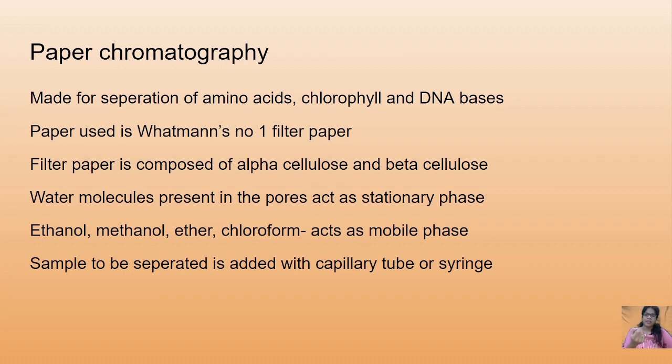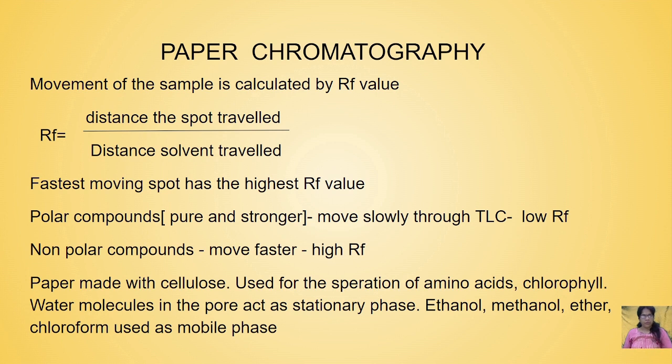When you place an ink drop and add water to it, based on the absorption, the affinity and the interaction, the ink drop would travel a further length, and you'll get different colors on it, bands or different colored lines. That is how you see paper chromatography. The sample to be separated is added with a capillary tube or a syringe tube. This is what is important.